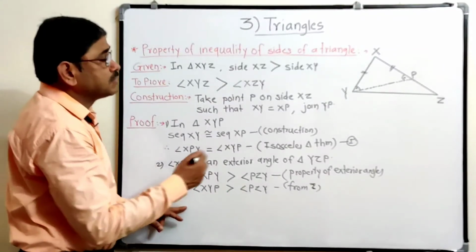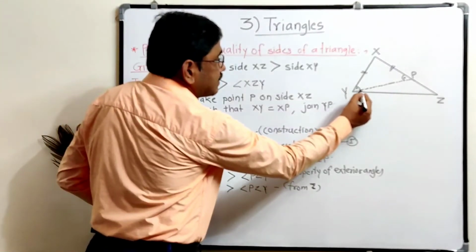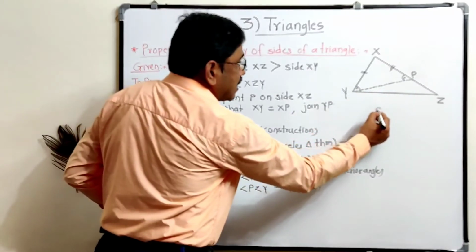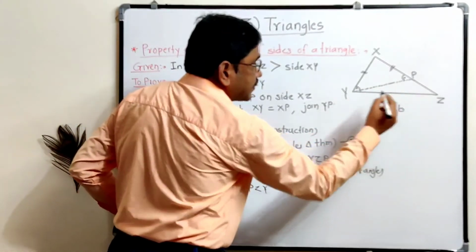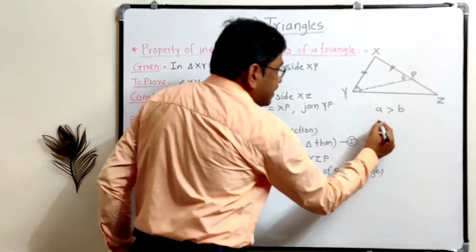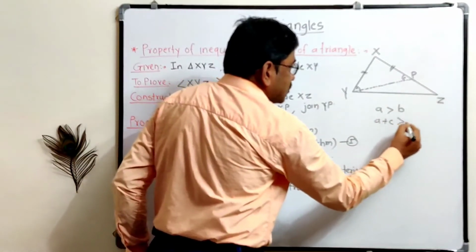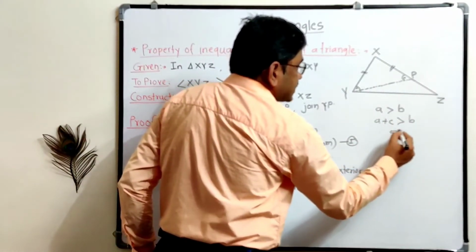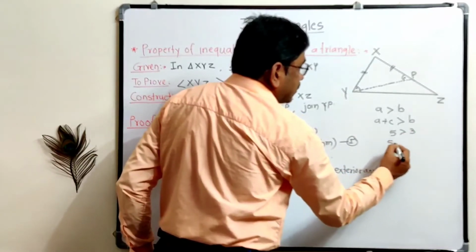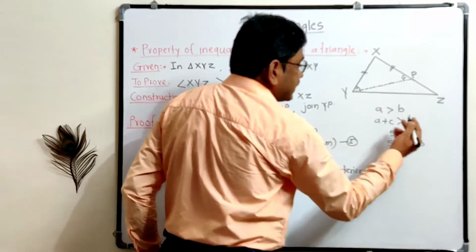If we add something on the left hand side, इसमें अगर हम लोग और ऐड करते हैं, suppose A is greater than B. अगर हम लोगों ने A में ऐड किया, A plus C is always greater than B. यानी 5 is greater than 3. अगर 5 में मैं अगर 2 ऐड करता हूँ तो it is always greater than 3.